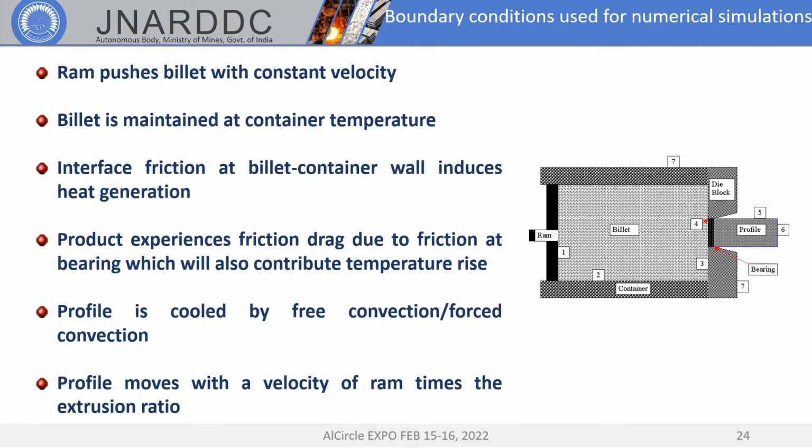For this simulation, the boundary conditions used for numerical simulations are shown here. The ram is pushing the billet with constant velocity and the billet is maintained at the container temperature. There are different interface frictions at the billet container wall, and it also induces heat generation. The product experiences friction drag due to friction at the bearing, which also contributes to the temperature rise of the profile. The profile is cooled by free convection or forced convection, and the profile moves with a velocity of ram speed times the extrusion ratio. Finally, there will be a net increase of temperature of the profile.